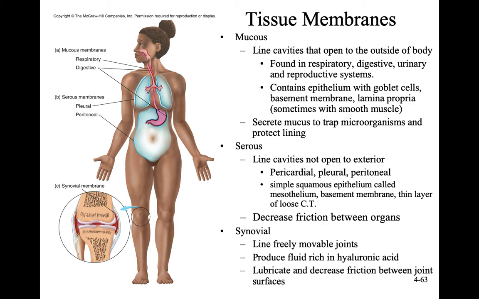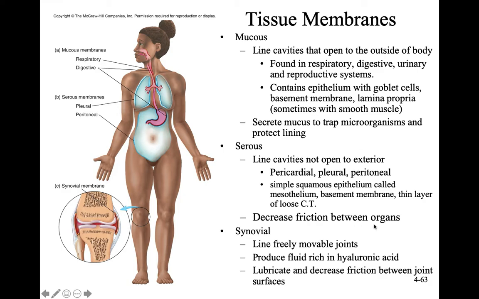Within our body, we have many different tissue membranes. These tissue membranes can usually be broken up into three different types: mucous, serous, and synovial. Mucous membranes line cavities that are open to the outside body, and because these are a lot of protected areas, these are going to contain epitheliums, oftentimes simple columnar or a pseudostratified columnar epithelium that have goblet cells within them.